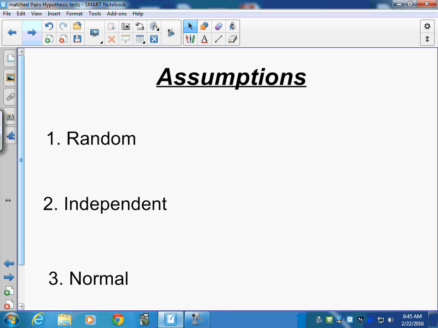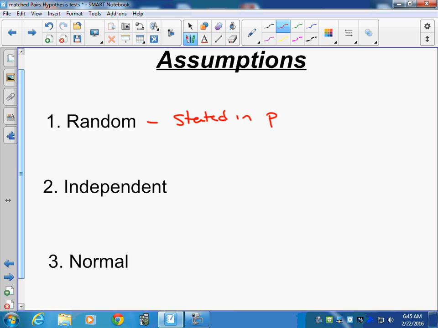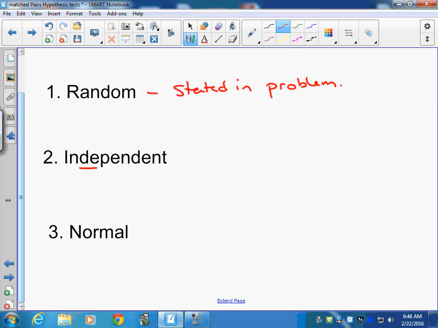Okay, so normally we talk about data collection here, but let's look at the assumptions in a matched pair situation, because this is really going to be what tips you off to use this alternative method. Okay, you're going to be working through your standard assumptions, random, should be stated in the problem. You're trying to find that sentence and copy it down, basically word for word, as you're going through and verifying your assumptions.